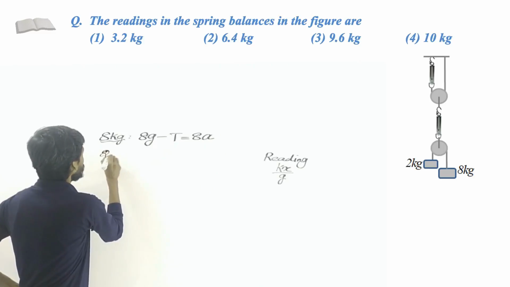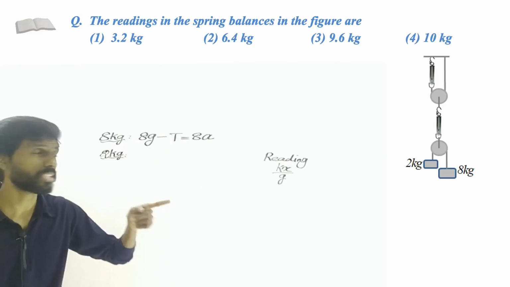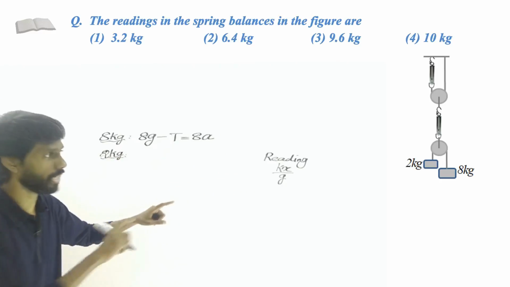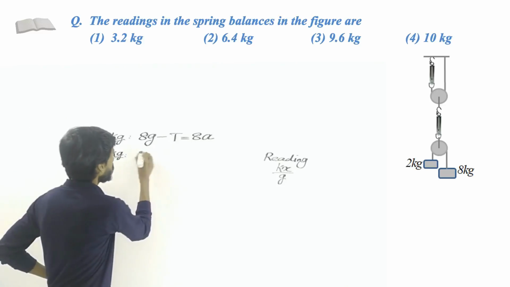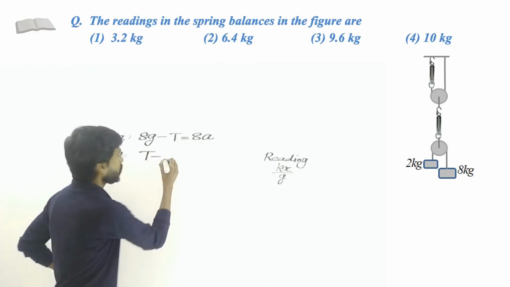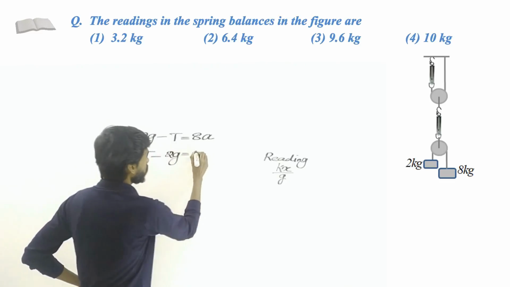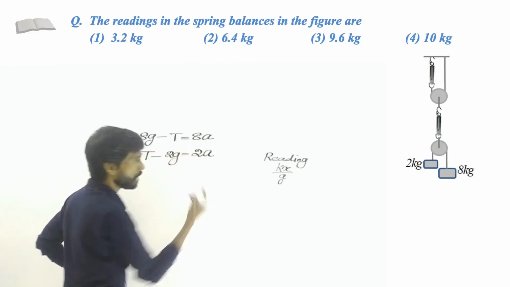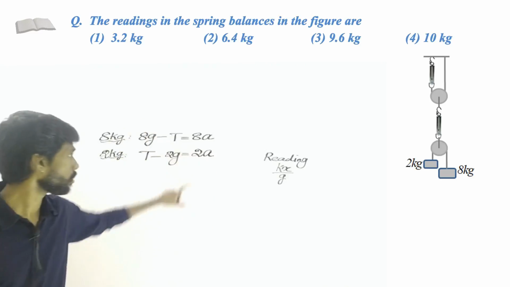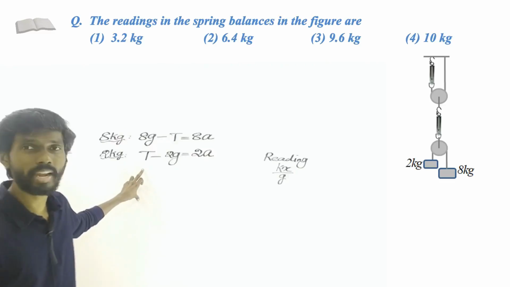For the 2 kg block, it will move in the upward direction with the same acceleration as that of the 8 kg block, but in the opposite direction. So tension in the upward direction, T minus the gravitational force 2g, equals mass times acceleration, 2 multiplied by the same a. This will move up, and that will move down, with the same acceleration. This will give us our required tension and acceleration.